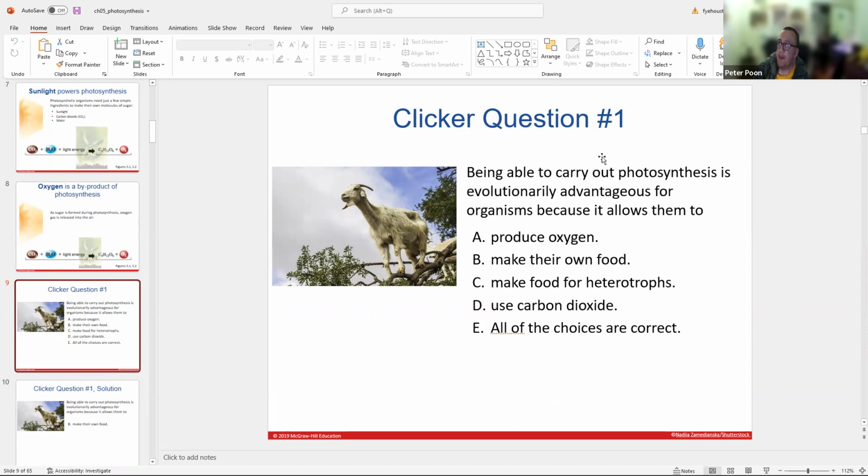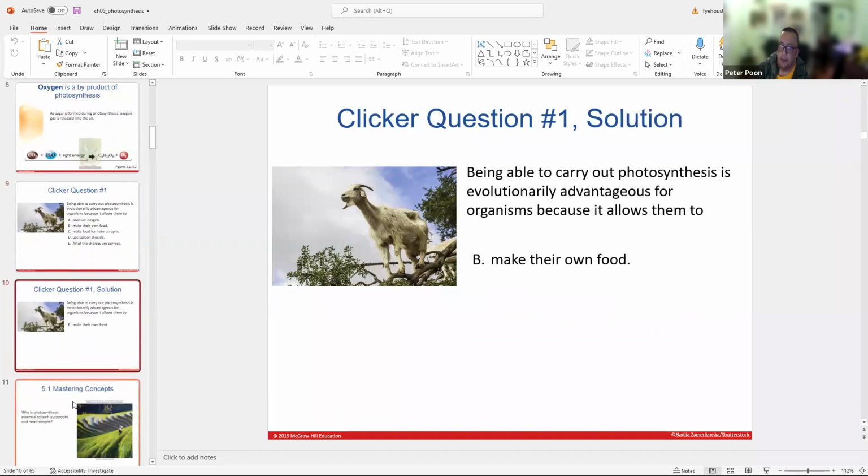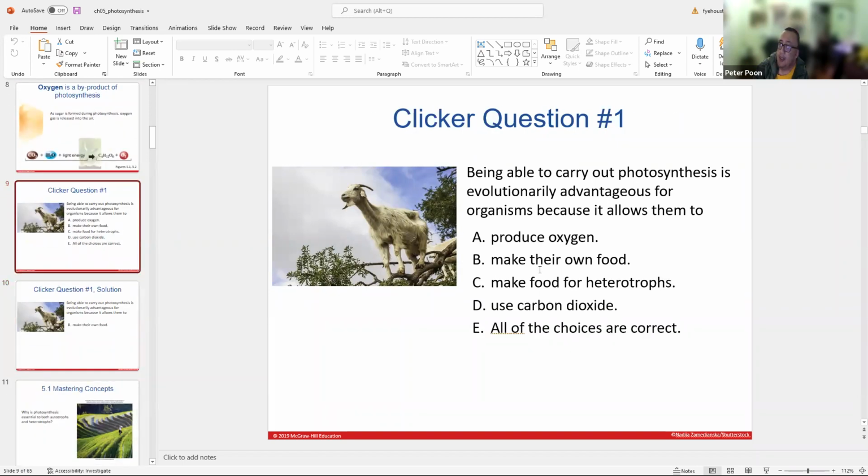Being able to carry out photosynthesis is evolutionarily advantageous for organisms because it allows them to make their own food. All the other things are true: they do produce oxygen, they do make food for heterotrophs, they do use carbon dioxide, but that's not the advantage. The advantage is they make their own food, and therefore they don't have to hunt and eat. They just have to sit there and grow.